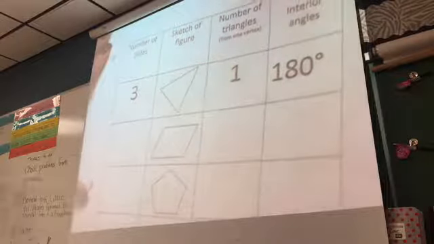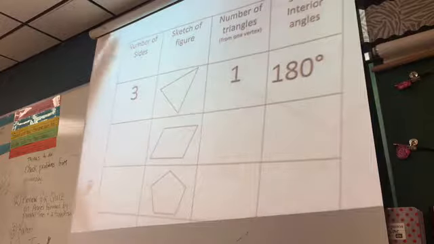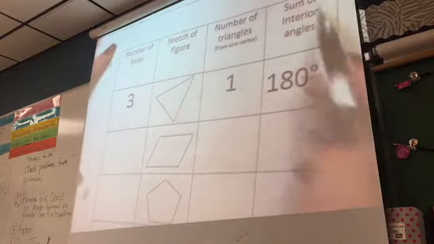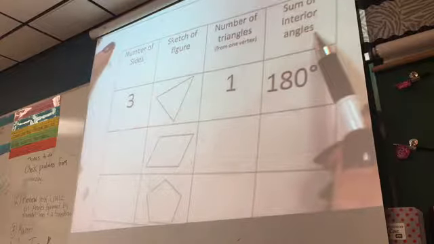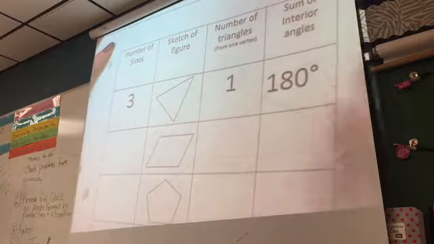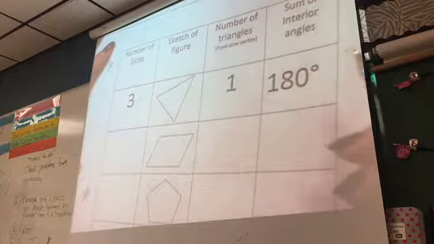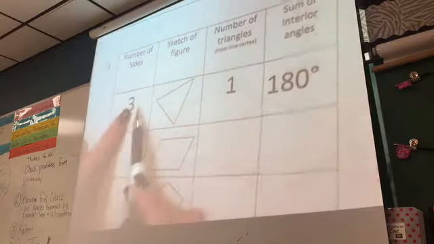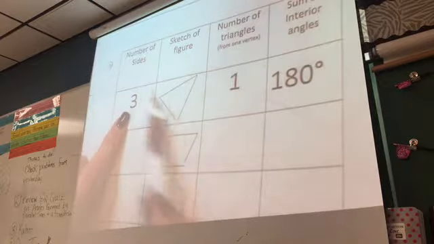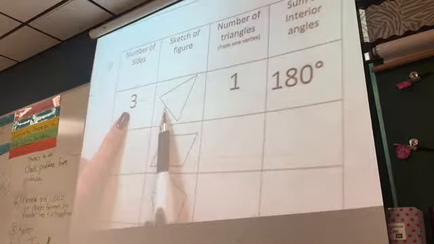So this begins our lesson on trying to determine the sum of interior angles of different shapes. So far we've learned about parallel lines being cut by a transversal and all the different angle pairs that it creates. Now we're going to look at different shapes. So this of course is a triangle that has 3 sides.